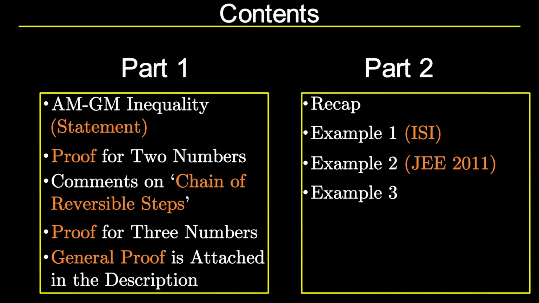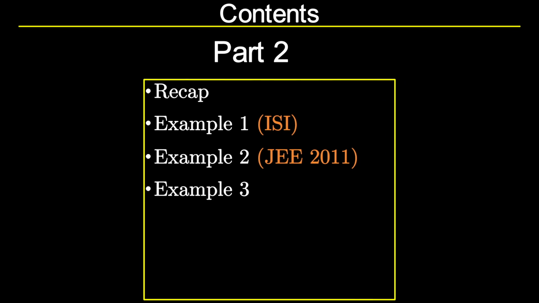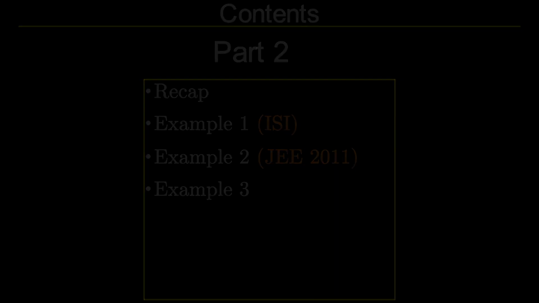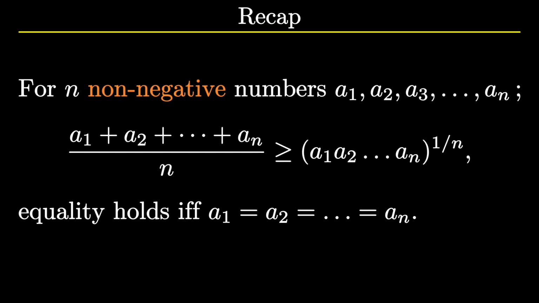In this second part, we shall mainly practice some problems and we shall see that applying AMGM inequality to obtain the required result requires some cleverness, and that makes the problems interesting. Before picking up the problems, let's take a short recap. AMGM inequality states that the arithmetic mean of some non-negative real numbers is greater than or equal to their geometric mean, and the equality holds if and only if all the numbers are equal. This simple inequality, when applied cleverly, makes the problems interesting and challenging.